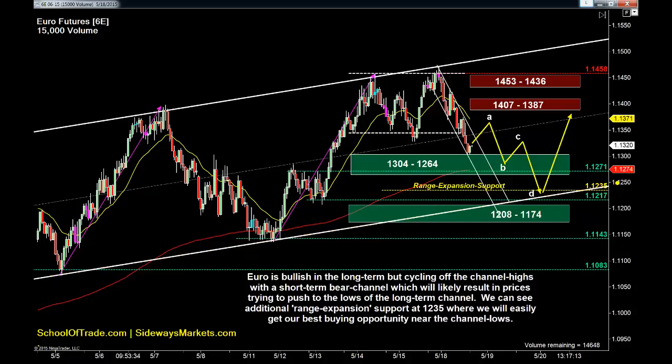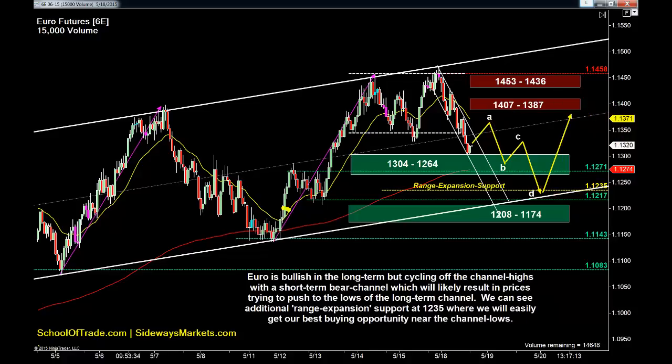And guys, you don't need to be a student of mine to know this, right? What do we do with a bull channel? We buy. Where do we buy? At the low, right? So we're trying to buy the low of this bull channel. That's where we're going to get the easy money. That's where we get the most reward for the least amount of risk, right?